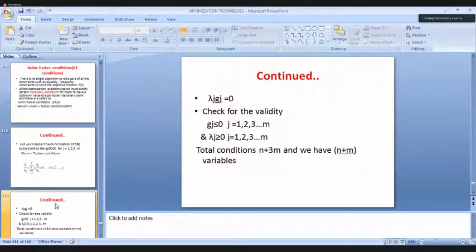Now you see how many m's are there. Lambda j, where j is varied from 1 to m, and gj, m. The variables will be n plus m. That we have seen in Lagrange multiplier also. i is varied up to n and j is varied up to m. So n plus m variables, total conditions are n plus 3m.